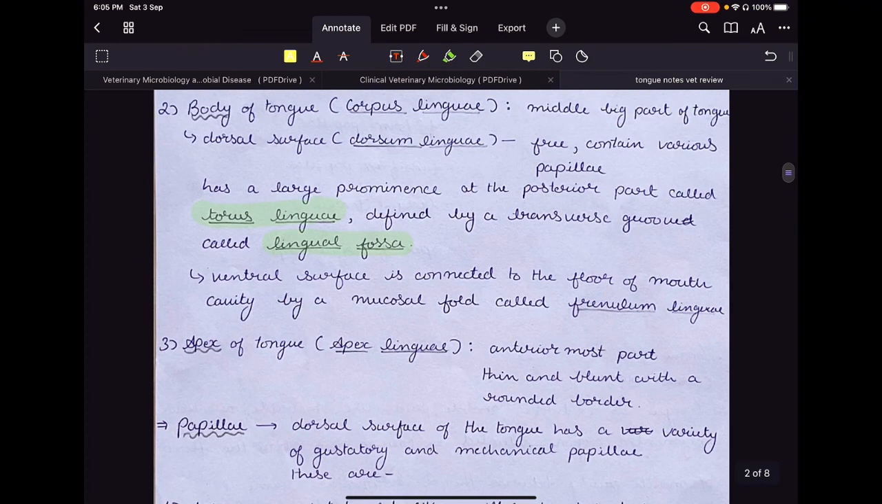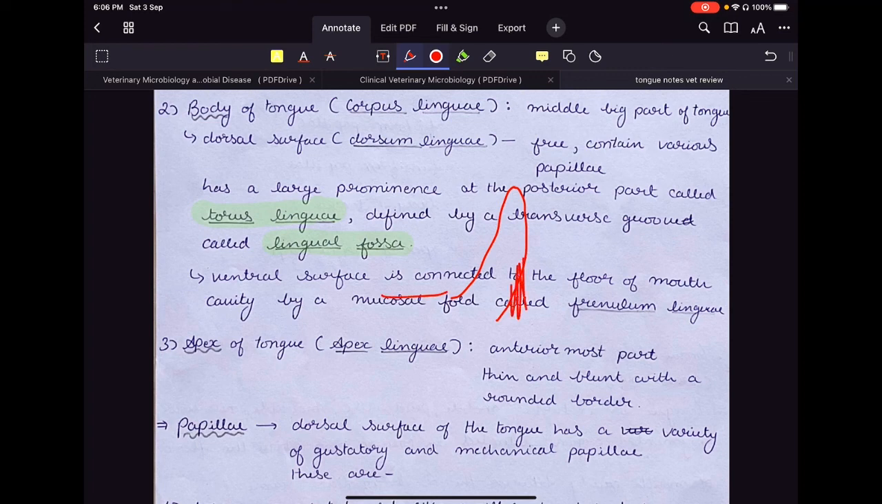Okay, and the ventral surface is connected to the floor of the mouth cavity by a mucosal fold called the frenulum linguae. If you look at yourself in the mirror and hold your tongue upwards, you will see this mucosal fold, right? You will see a fold right here. That fold is called the frenulum linguae and it connects the tongue to the floor of the mouth cavity.